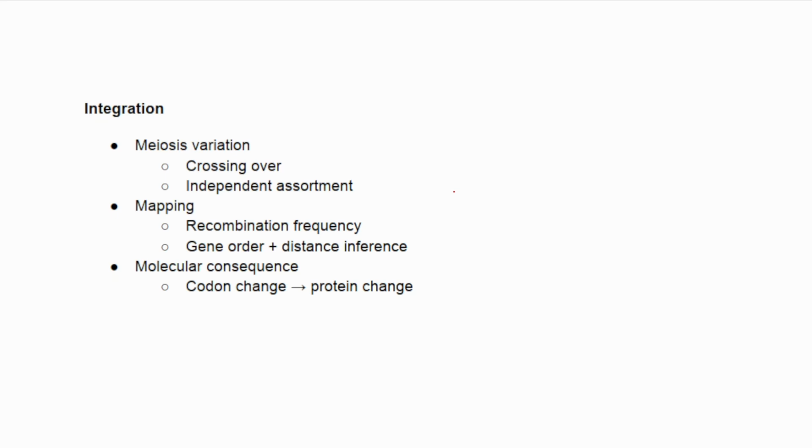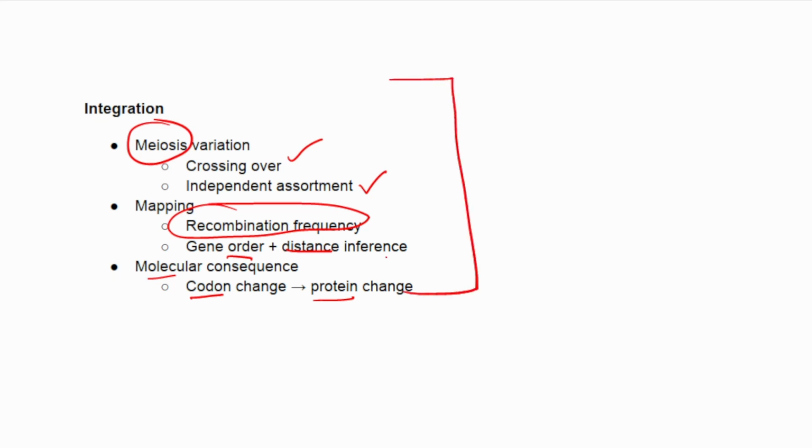All these ideas connect at a higher level. Meiosis creates genetic variation through crossing over and independent assortment, which reshuffle genes. Mapping uses recombination frequency, or RF, to infer gene order and distance. At the molecular level, these genetic changes matter because changes in DNA alter codons, and codon changes alter protein. This is how chromosome behavior during meiosis links directly to protein structure and function. So the final takeaway is chromosome level changes affect codons, and codon changes determine protein outcome.